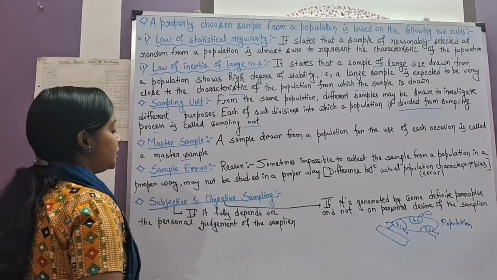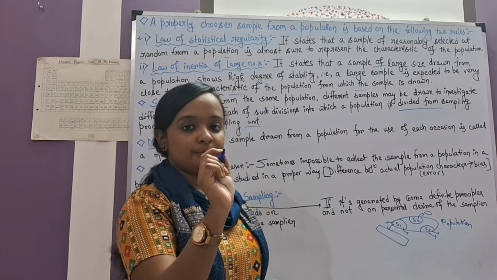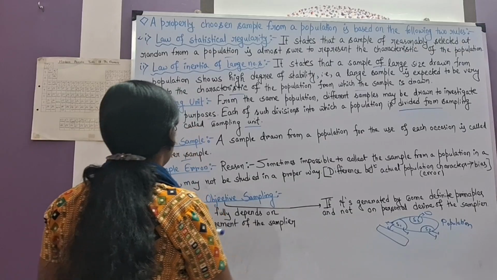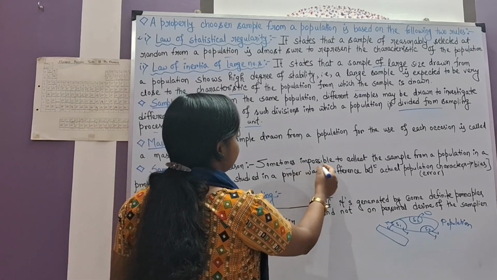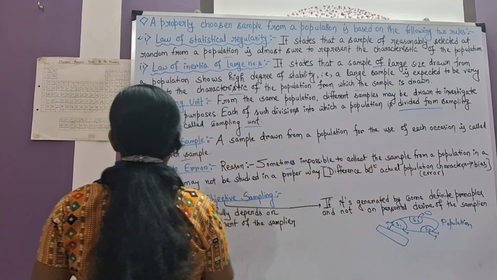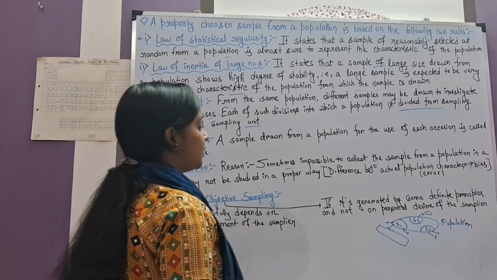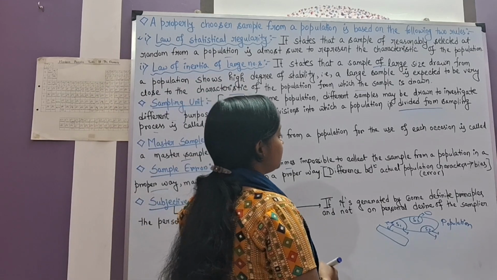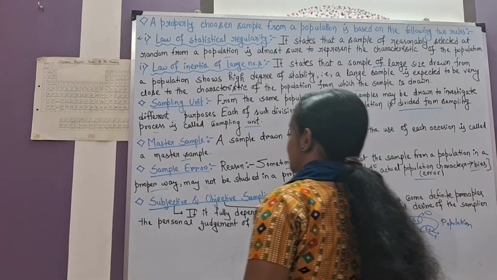Now what is sample error? That means there will be obviously some very minute or major error in a sample. The reasons may be sometimes it is impossible to collect the sample from a population in a proper way or it may not be studied in a proper way. So the difference between actual population characters, that means the error, is called bias.